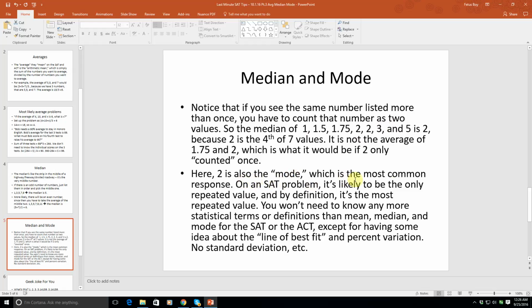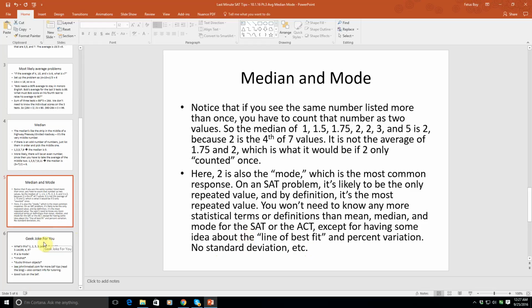So on an SAT problem, it's likely to be the only repeated value, and by definition, that would be the most repeated value. Or they might have one that repeats twice and one that repeats 3 times. So you won't need to know any more statistical terms or definitions than mean, median, and mode for the SAT or the ACT, except for, on an SAT practice test, I've seen the line of best fit and the percentage variation, but they'll be presented to you in such a way they should be really easy for you to figure out. They're not going to ask you about statistical ideas such as standard deviation or R squared, any of that stuff. Trust me, they will not be asking you about that.